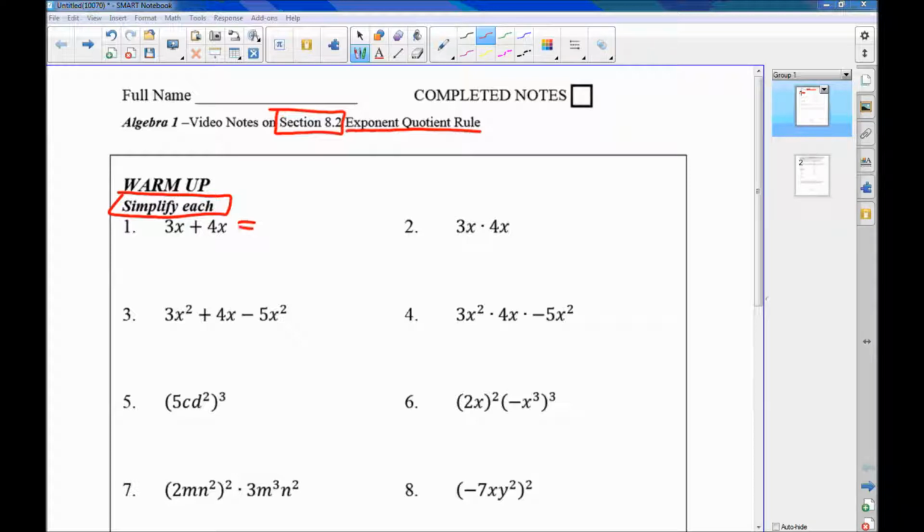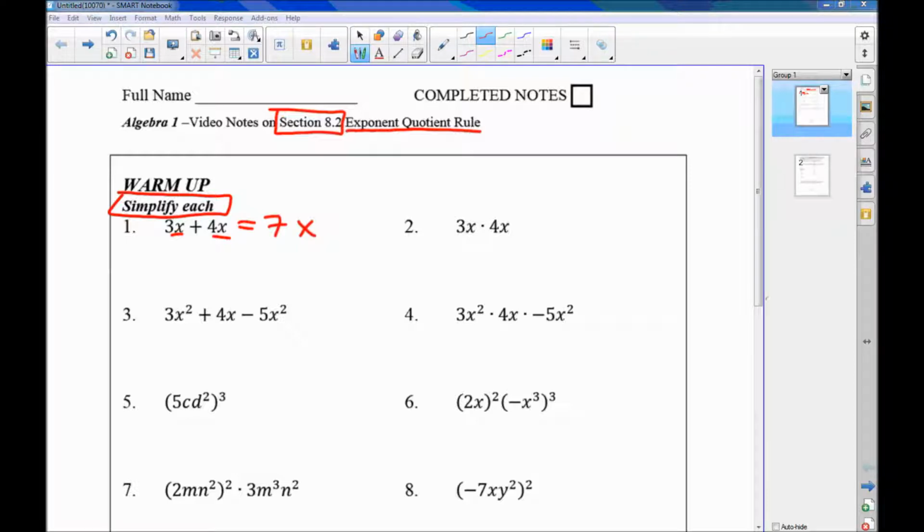The first one is 3x plus 4x. So remember when we have like terms, they have the same variable and the same exponent on those variables, you can add the coefficients in the front. So 3 plus 4 becomes 7, and then we keep the x there. Please do not start increasing the exponent on the x here.